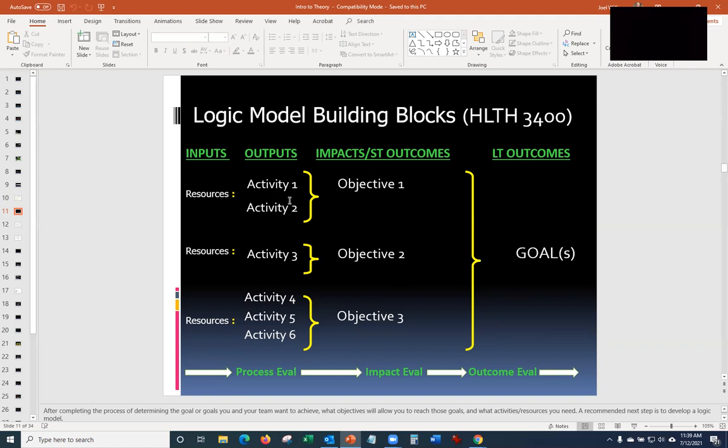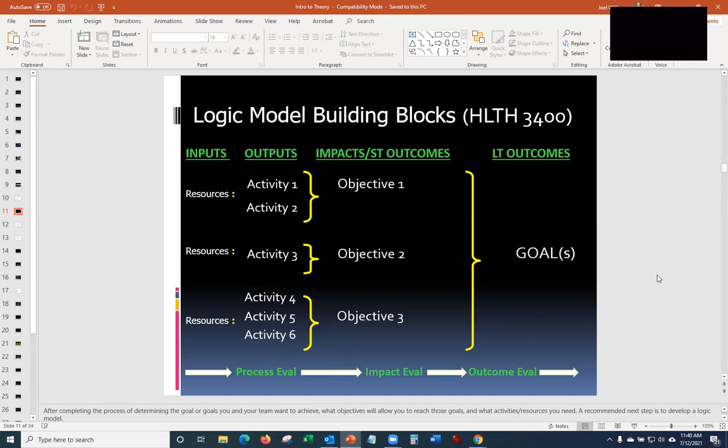And there are certain activities that you would be doing, one or multiple, to lead you to each one of those objectives that will ultimately lead you to the goal or goals that you want to accomplish. Now, there are certain people, equipment, supplies, etc. There are certain types of resources that you need to complete those activities that will lead you to accomplishing those objectives and ultimately reaching the goal or goals that you've set. So this is an example of a logic model.